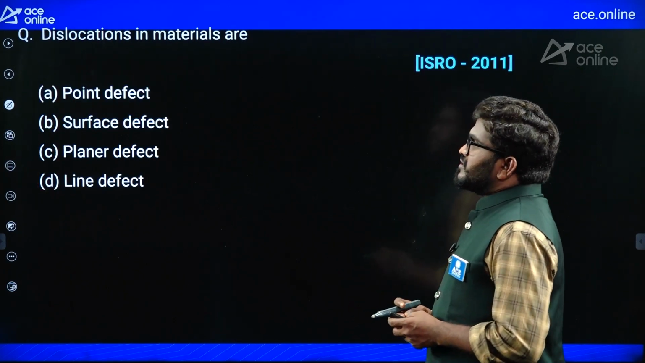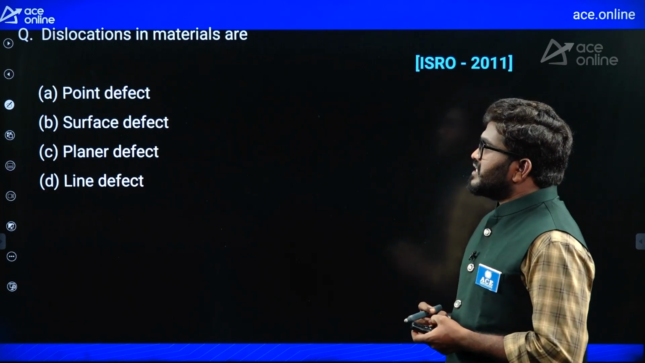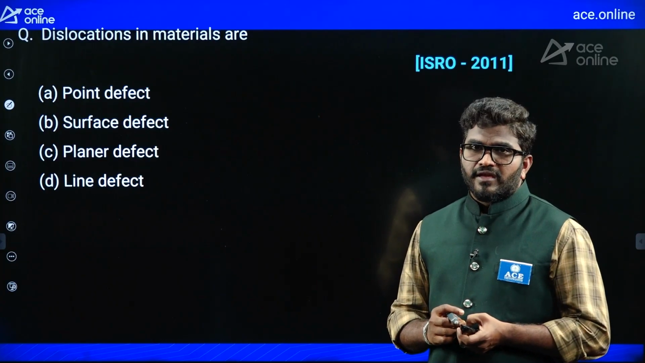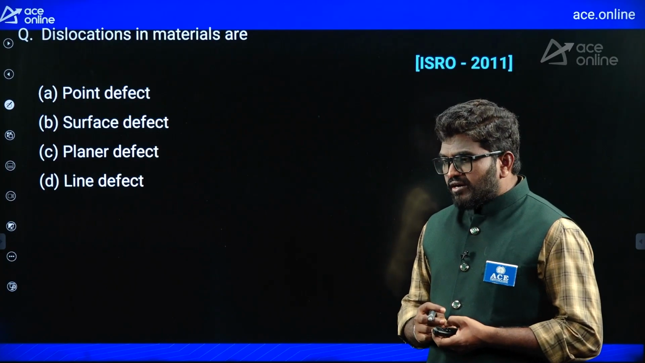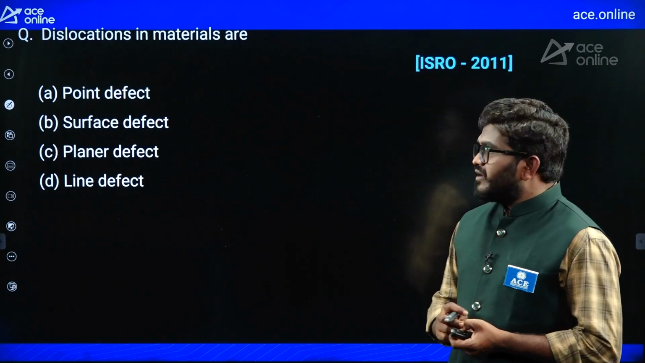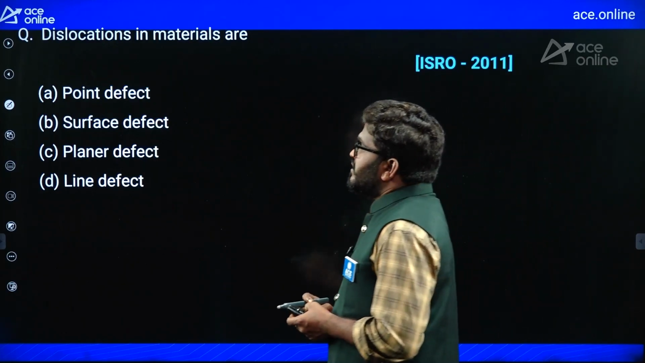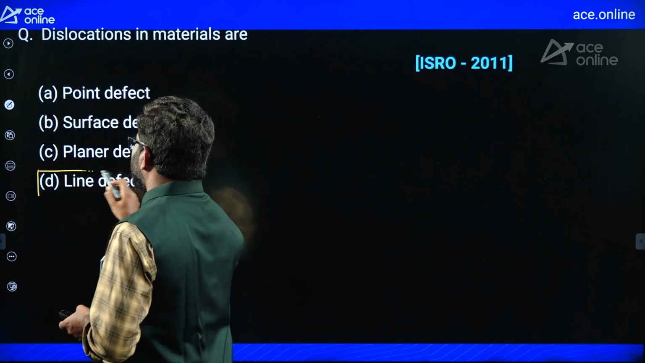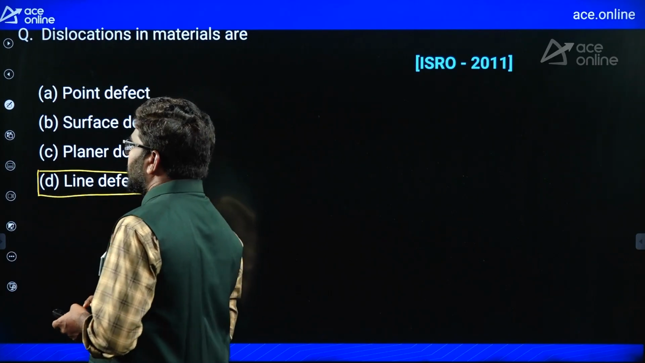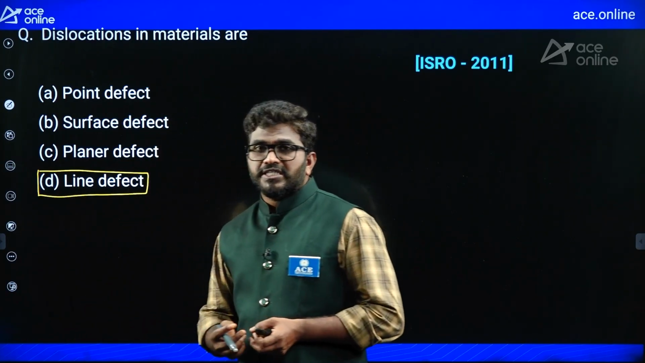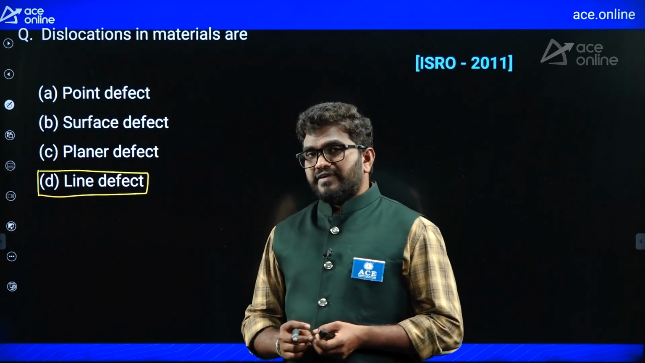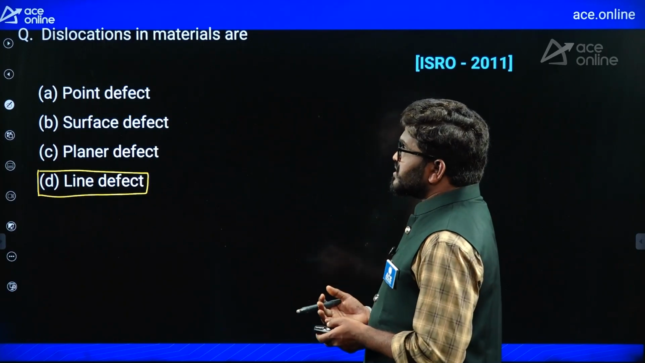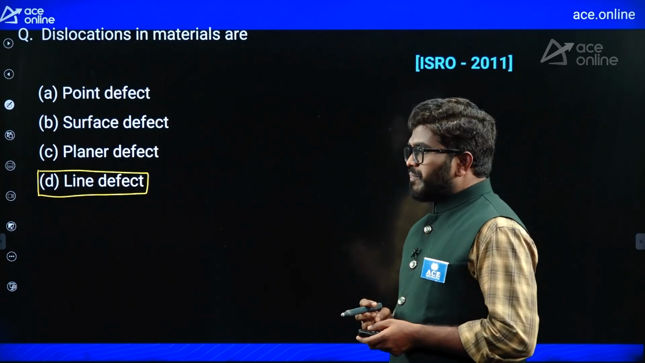Now let us consider: dislocations in materials are one-dimensional defects. So dislocations are nothing but line defects. There are two types of dislocations: edge dislocation and screw dislocation. They are two.